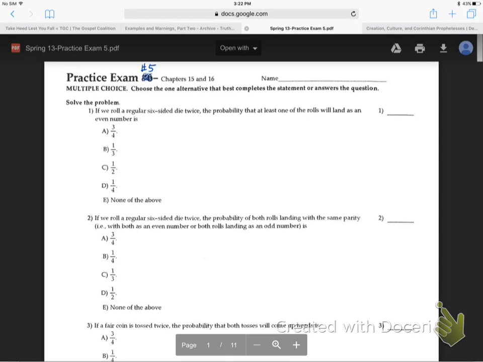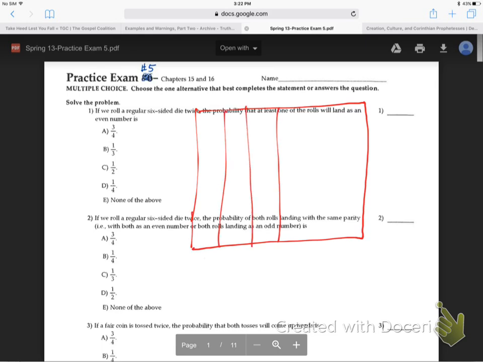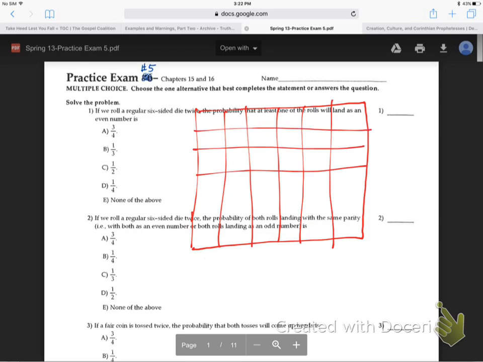All right, so if you roll a regular six-sided die twice, you guys already know about that. We already did number one. Roll a regular six-sided die twice, probably both rolls the same parity, right? For both of these, it's all about the 6x6 chart, isn't it? You're going to have that on your 3x5 card for tomorrow, right? The 6x6 chart shows everything that can happen when you roll a die twice, or two dice at once, same thing.